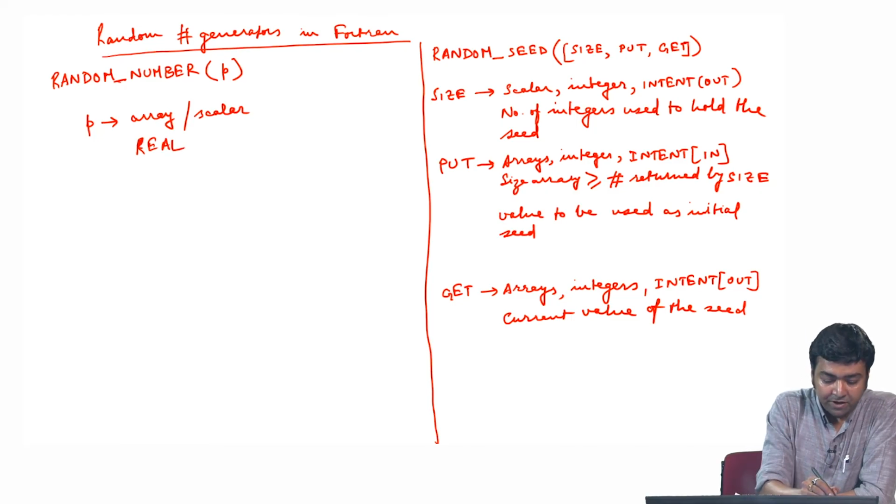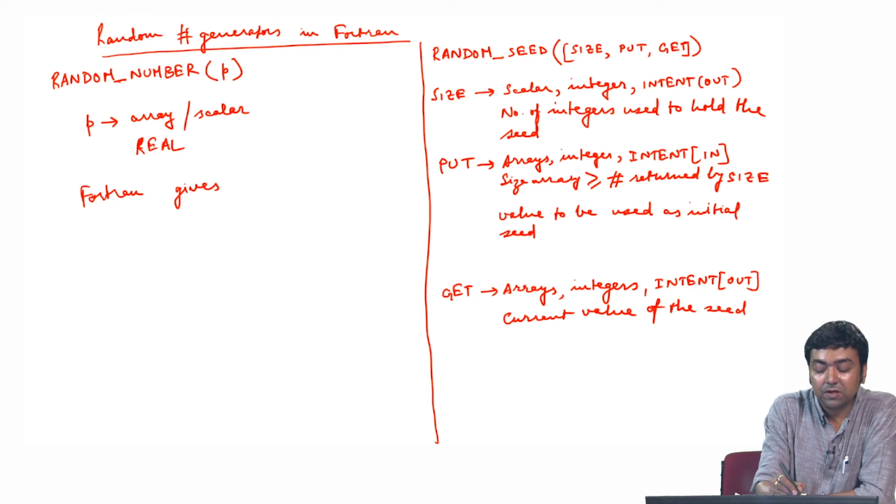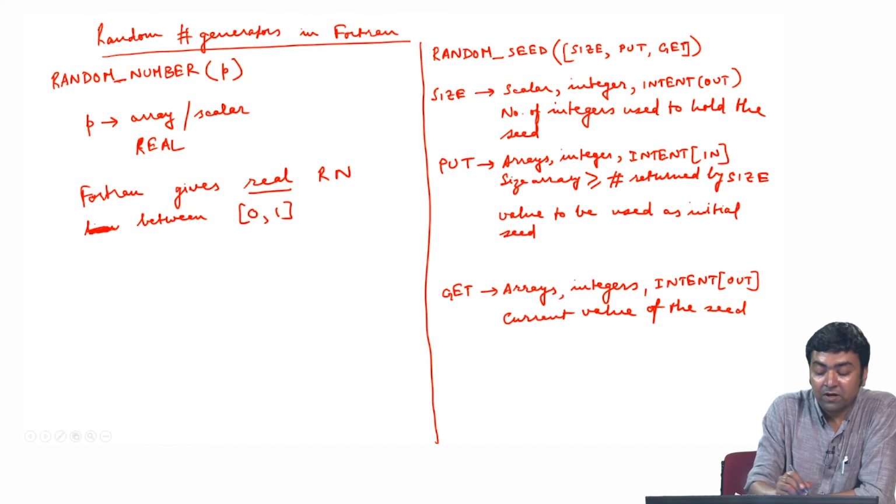So, remember, Fortran gives real random numbers lying between 0 and 1 with uniform distribution.